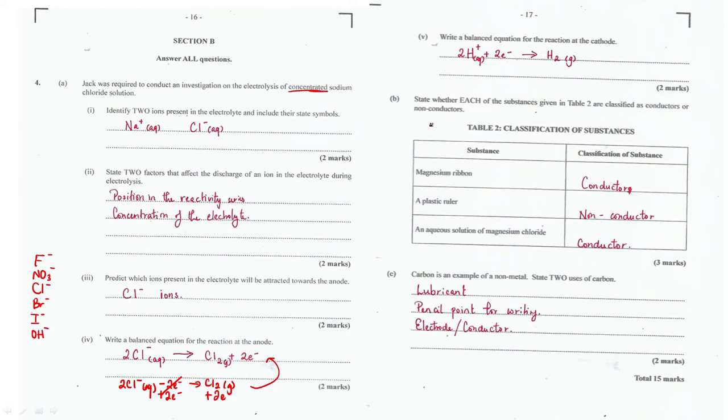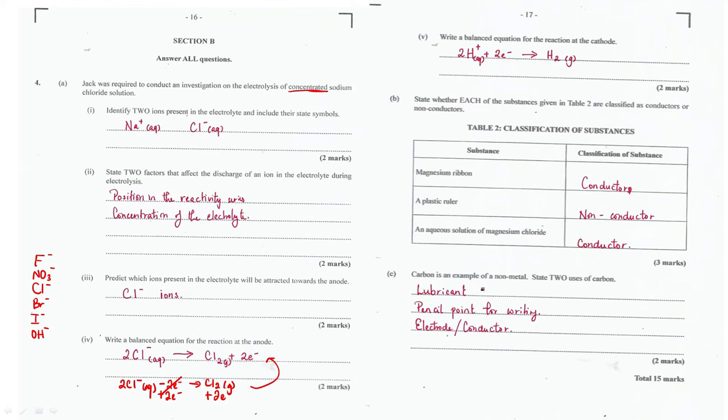All right, so state whether each of the substances given in table 2 are classified as conductors or non-conductors. So if you didn't know this, well, here is your time to shine, because they want you to state whether you have a conductor or non-conductor, which should be real easy. So magnesium, we know it's a metal, so it's a conductor. Plastic ruler, non-conductor, hello, it's plastic. And then we have a solution of ions, which is known as an electrolyte, so that's a conductor.